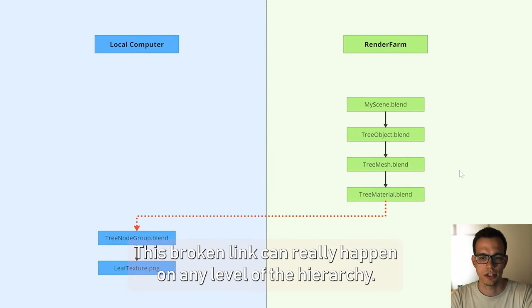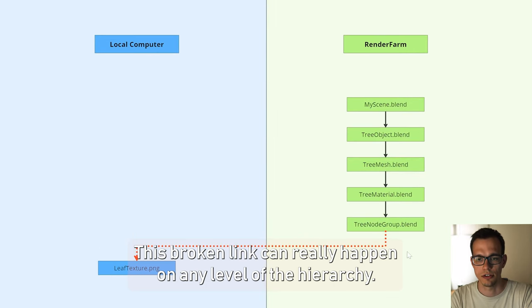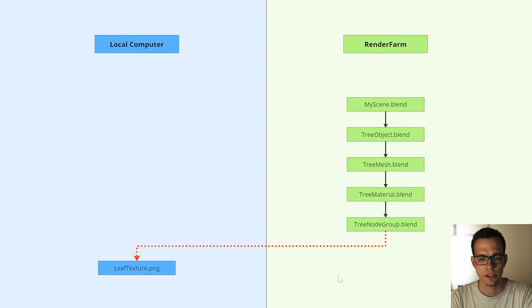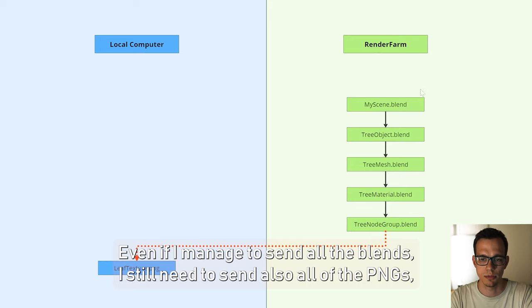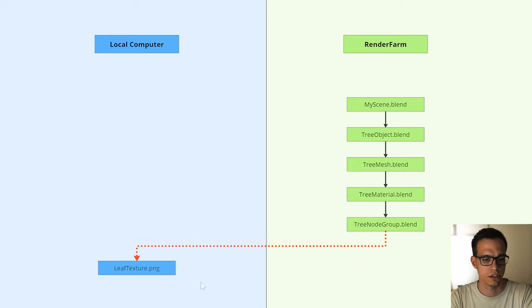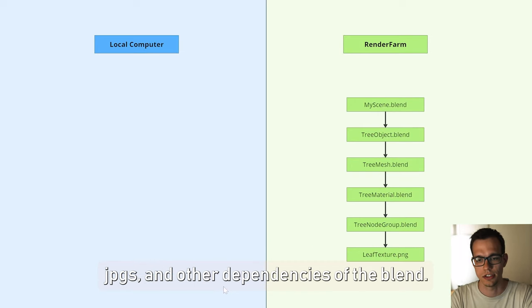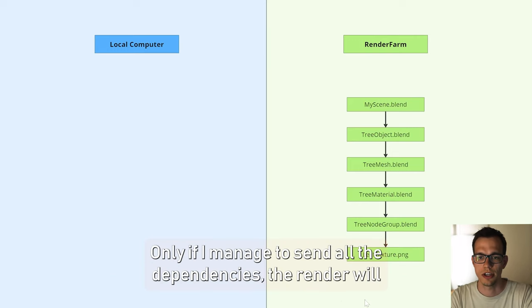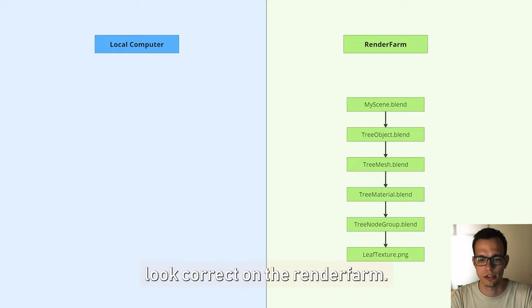This broken link can really happen on any level of the hierarchy. Even if I manage to send all the blends, I still need to send also all of the PNGs, JPEGs and other dependencies of the blend. Only if I manage to send all the dependencies, the render will look correct on the render farm.